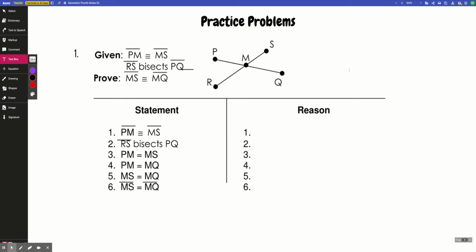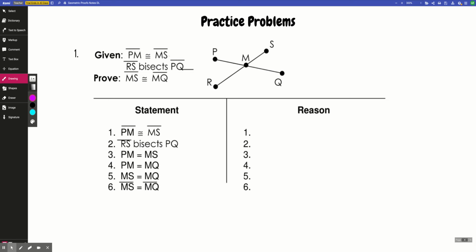All right. So here, let's take a look at this first one. So we're given this lovely diagram. A good idea whenever you're doing a proof problem is to mark anything that you know is congruent or equal to each other, depending on what's given to you in the problem. So let's go ahead and just start there. This one will be a little easier for us to do because we have the statements written out for us already, and we just have to fill the reasons in.